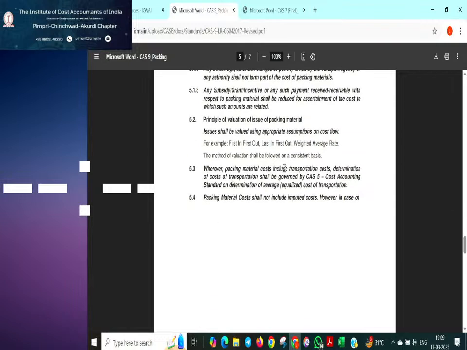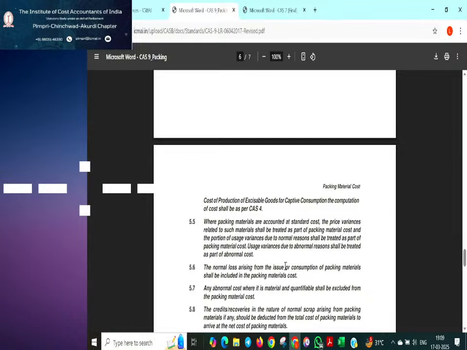Wherever packing material cost includes the transportation cost, that needs to be included. So that is what cost accounting standard 5 talks about. What are the costs that need to be included as per cost accounting standard 5? It shall not include imputed cost, that is fine. And where it is accounted at standard cost, then you have to look at the price variances and include accordingly. If the variance is normal, then you can include. If it is abnormal, it needs to be reported separately.